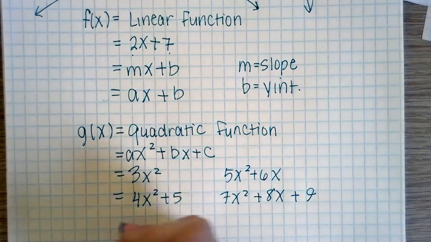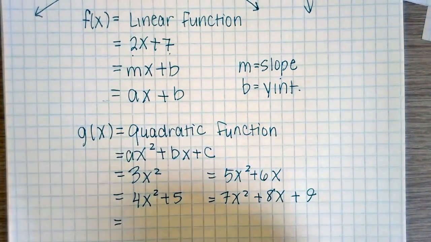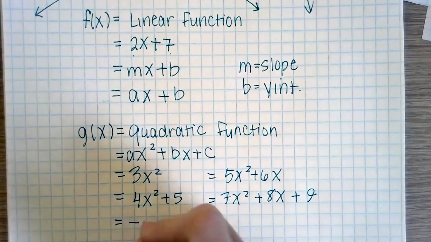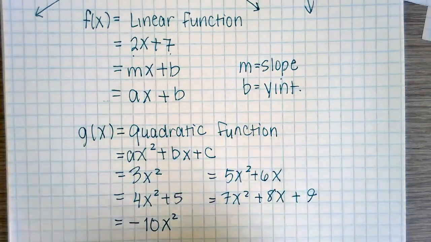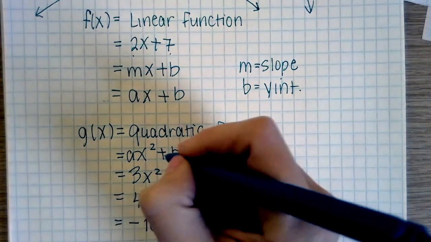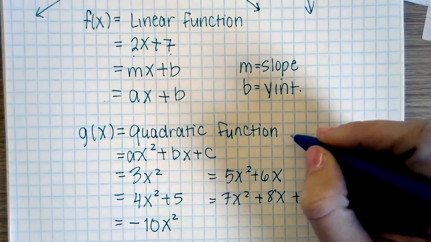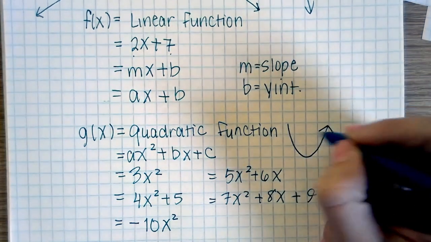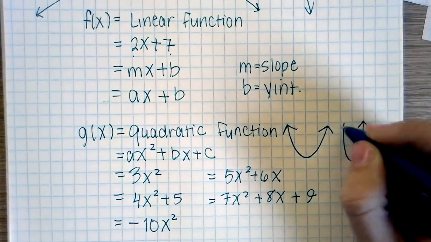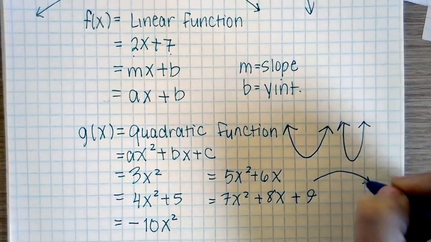Or I could have something like, these are all just examples, they're all quadratic, negative 10x squared. And I could do all these styles again with negatives in front. What does a quadratic function look like? Parabola is the name of the graph. It has this U shape to it. They can be more narrow. The vertex can move over. It could be opening downward.